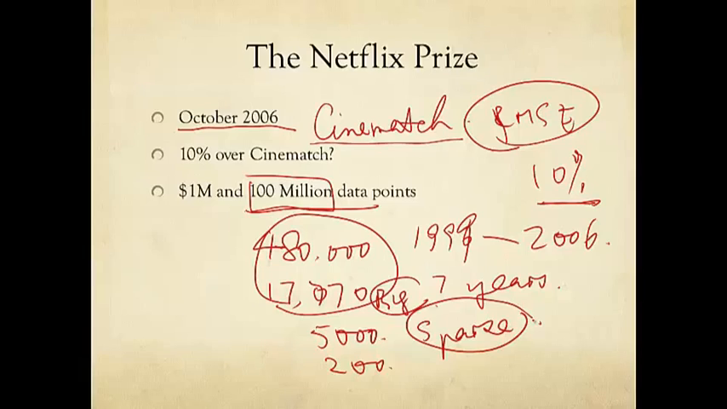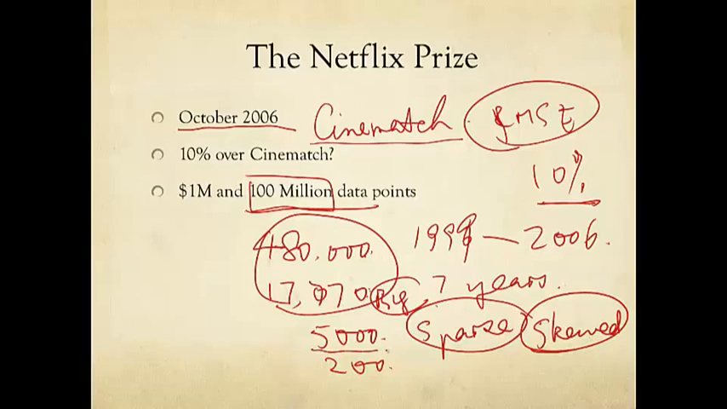Because only about 1% of the total number of possible ratings were actually known. If you multiply the number of movies with the number of users, you see this is actually a small number. And furthermore, it is skewed data.